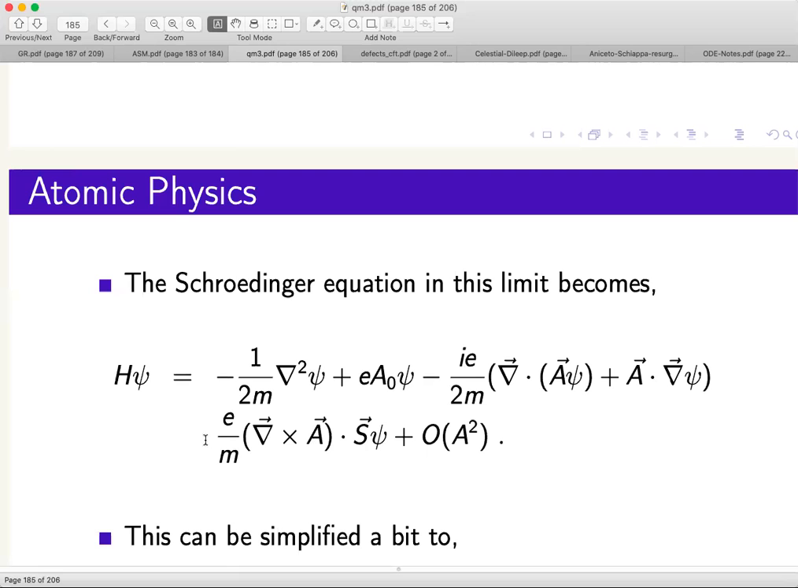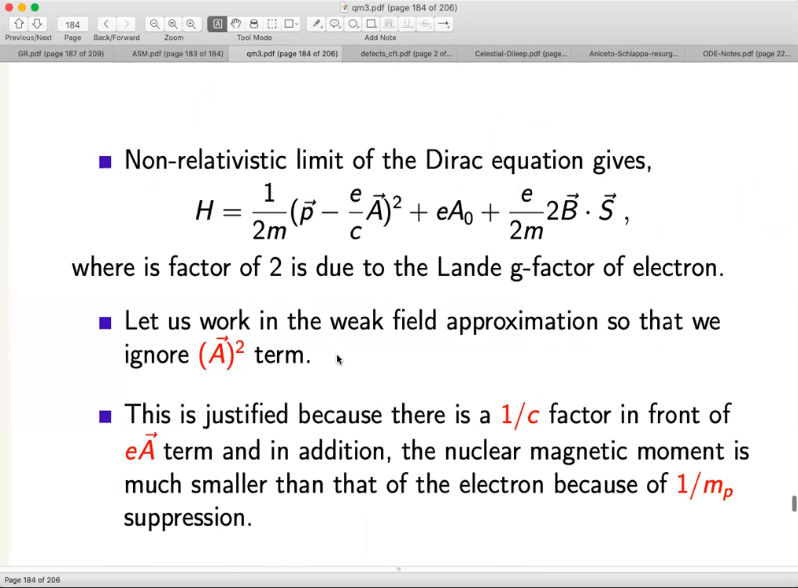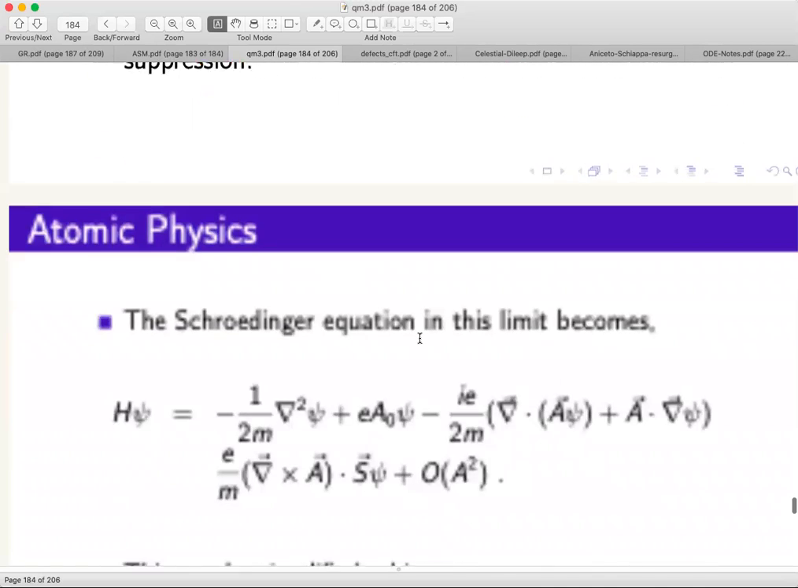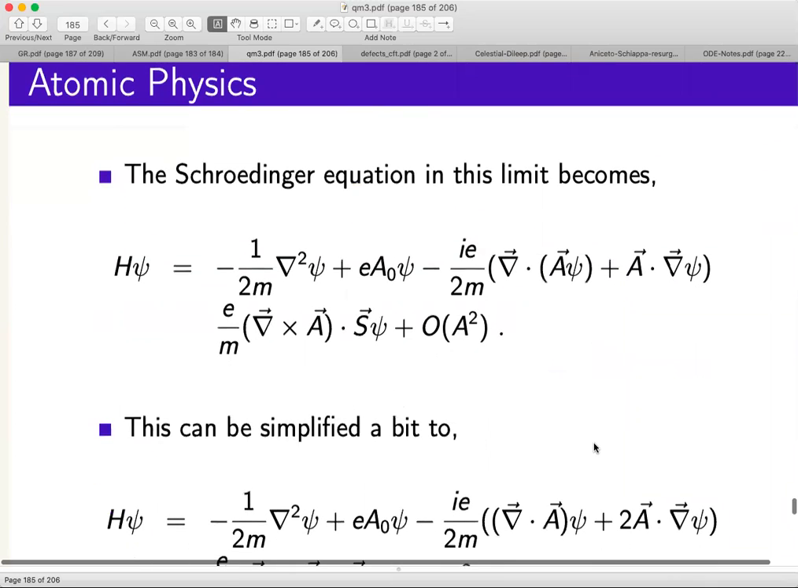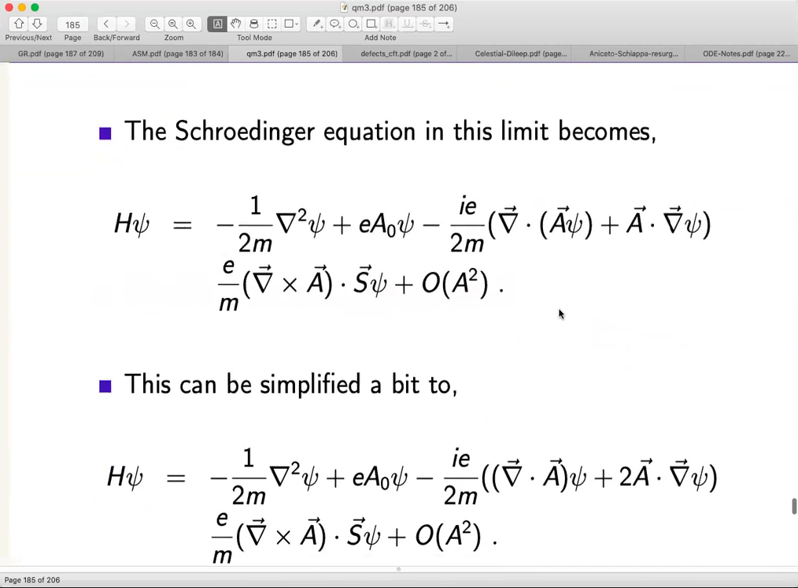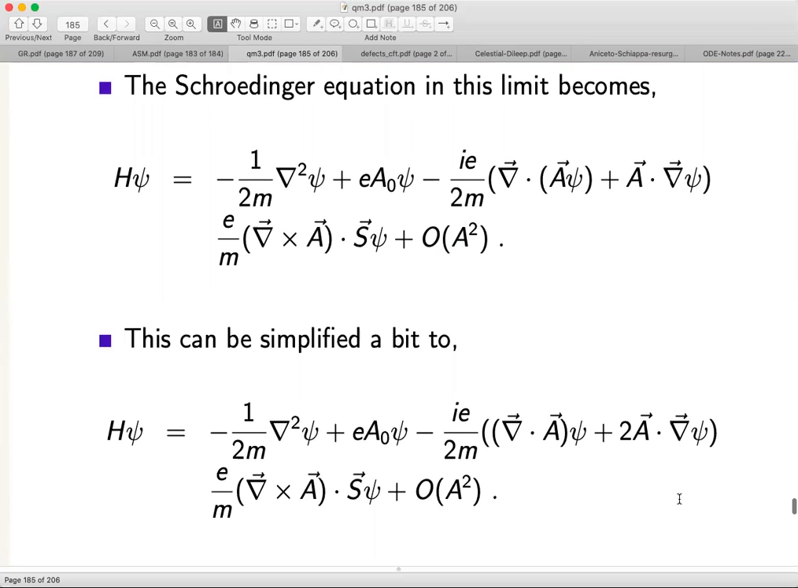This piece, I should have put a plus sign here, I forgot. Okay, there should be a plus sign here. This is just the magnetic field coupled to the scalar. So we can simplify this a bit. We can take this divergence acting on A once and acting on psi once. When it acts on psi, it just adds to this term, and you get an expression like this.